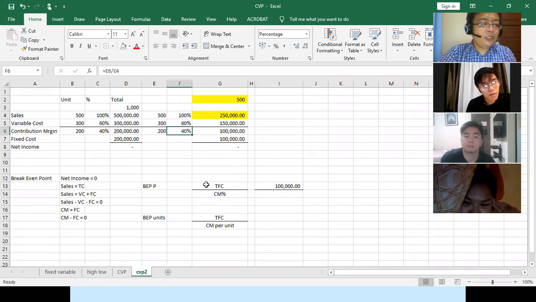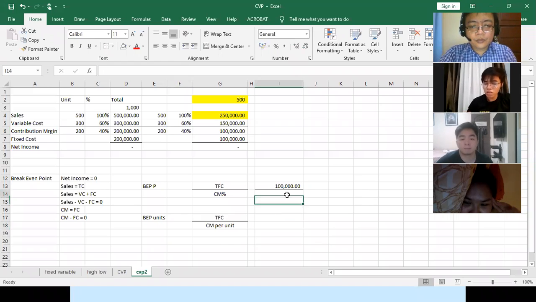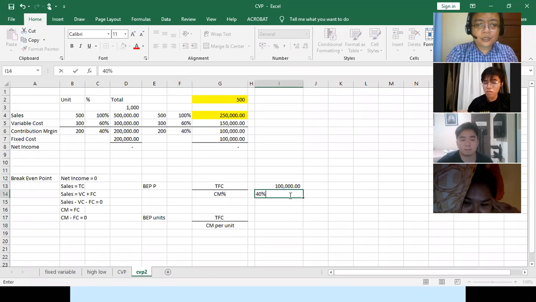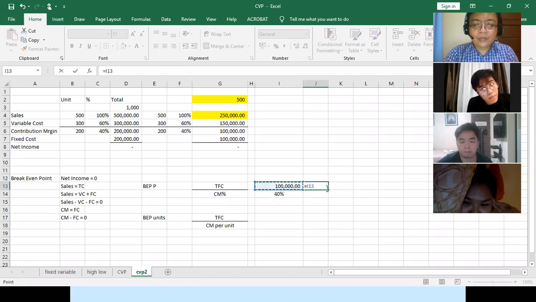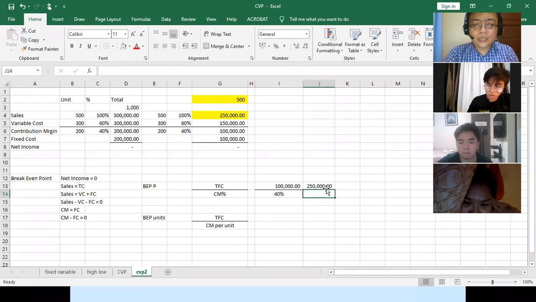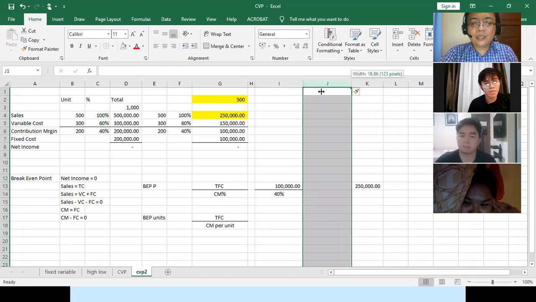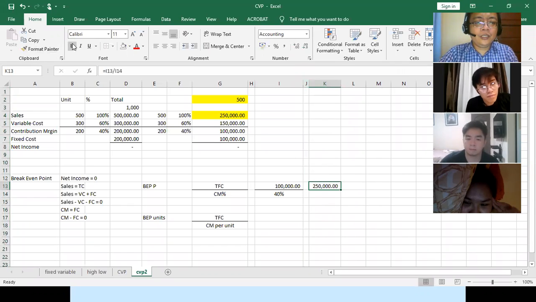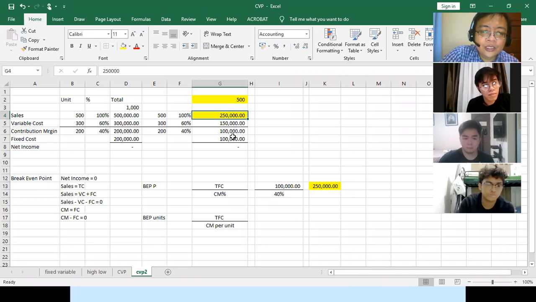Magkano CM percentage? Di ba 40%? So you have here 40%. So tama ba? Tingnan natin. 100 divided by 40%. Tama ba 250? Yes, sir. The answer is 250. Also 250. So 250 here and also 250 here. So you can do formula or you can do this long cut.